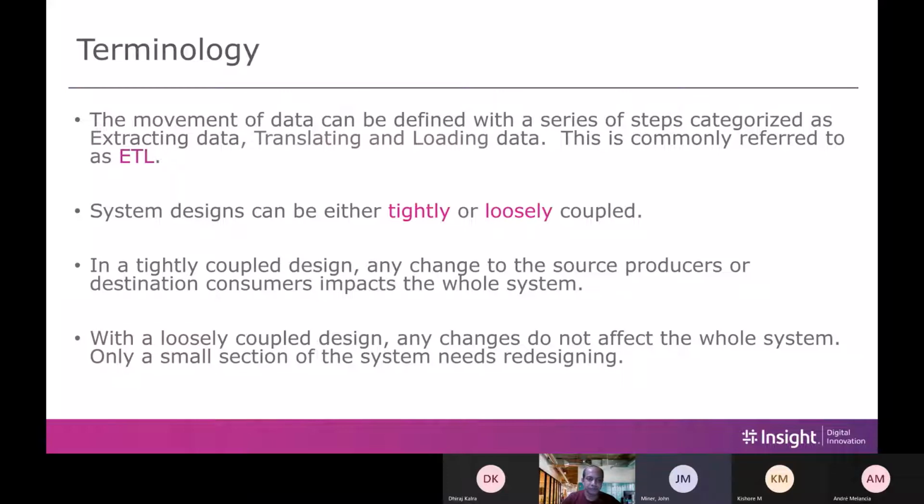Now, when you design a system, you can have 2 types. You can have it tightly coupled or loosely coupled, okay? The problem with a tightly coupled design is that any changes upstream, like the producers, will impact the destination, the consumers, okay? So we don't want tightly coupled systems. We want loosely coupled systems, okay? And with a loosely coupled system design, basically, only a small section of the system needs to be redesigned if we're going to change something, okay?